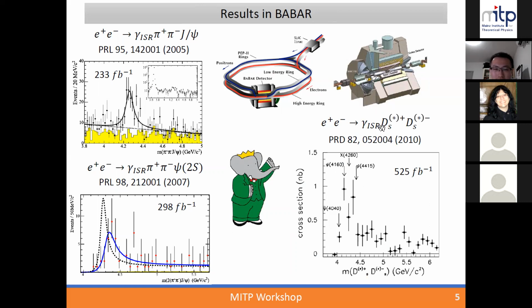BaBar also reported the study on the cross section of the D_s and D_s* pairs, and here we can see three psi states: psi(4040), psi(4160), and psi(4415). And this study is reported with the integrated luminosity of 525 inverse femtobarn.